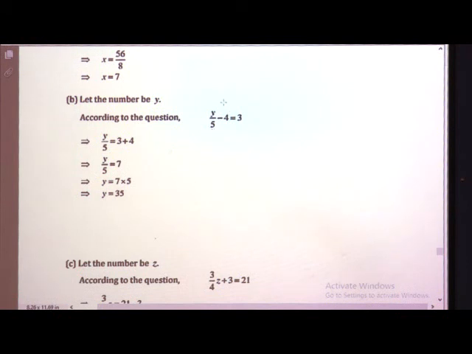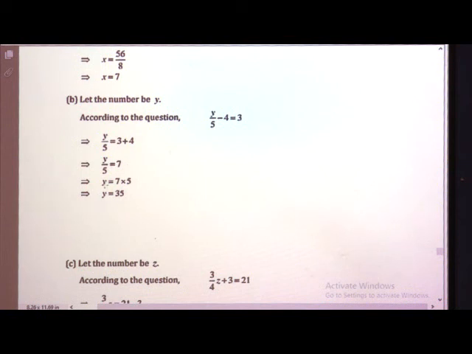Now we have to find the value of the variable. What is the variable here? It is y. So we will write the equation, that is y upon 5 equal to, because we have to separate the variable to the left hand side. So we are writing y upon 5 equal to 3 plus 4. What are we doing here? Transposing. So the sign will change, because it is minus 4, it becomes plus 4. So y upon 5 is equal to how much?